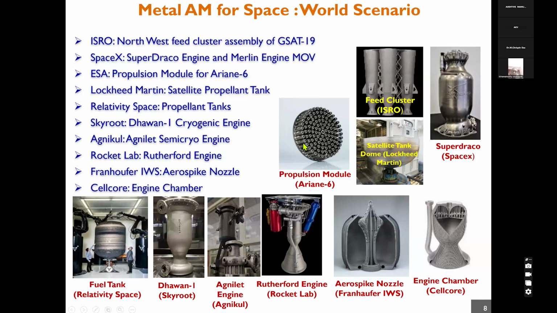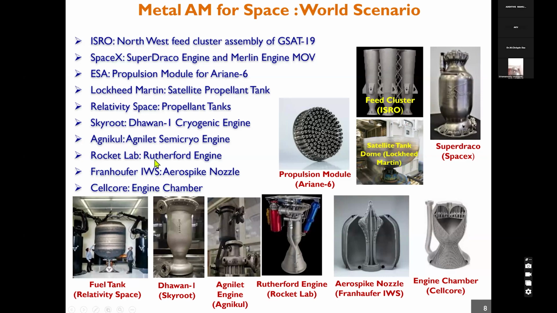So now they are able to 3D print this as a single component. And you would have also seen Relativity Space using additive manufacturing extensively for making the propellant tanks as shown here. And our own startups, both Skyroot and Agnikul, have been using 3D printing for manufacturing their engines, both the cryogenic engine from Skyroot as well as the semi-cryogenic engine from Agnikul.